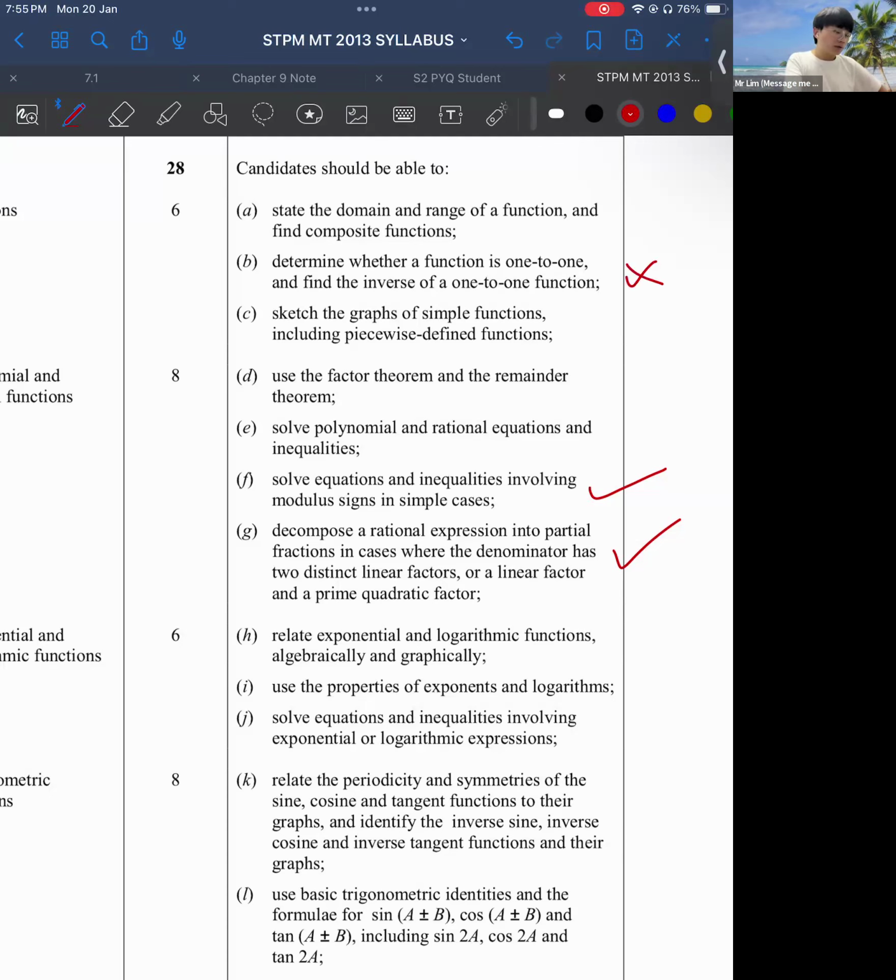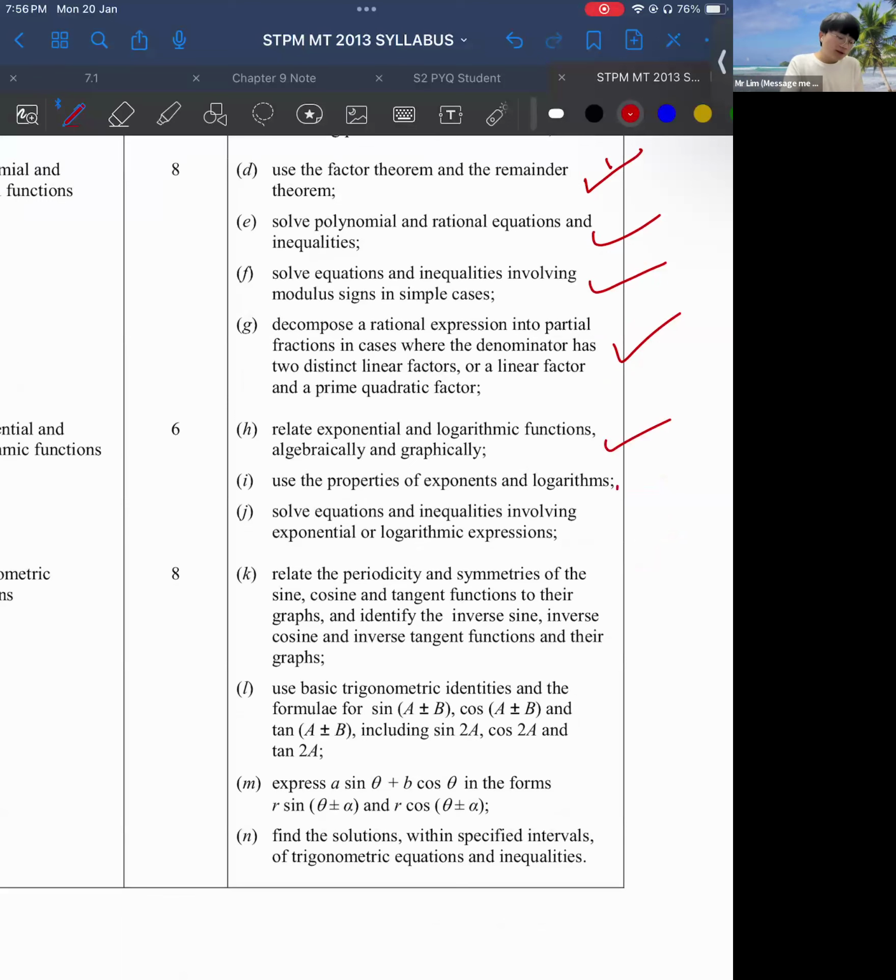One-to-one, no need. In SEM 2, they won't ask you about one-to-one or finding the inverse. Domain and range also, they won't ask you directly, but you need to know how to sketch a graph. Sketching a graph is a yes. Factor theorem and remainder theorem are not applied directly, so I will say half. But you need to know about polynomials. How to factorize is a yes, you need to know how to factorize, because when you do partial fraction, sometimes you need it, right? Graph, yes. Property of log, yes.